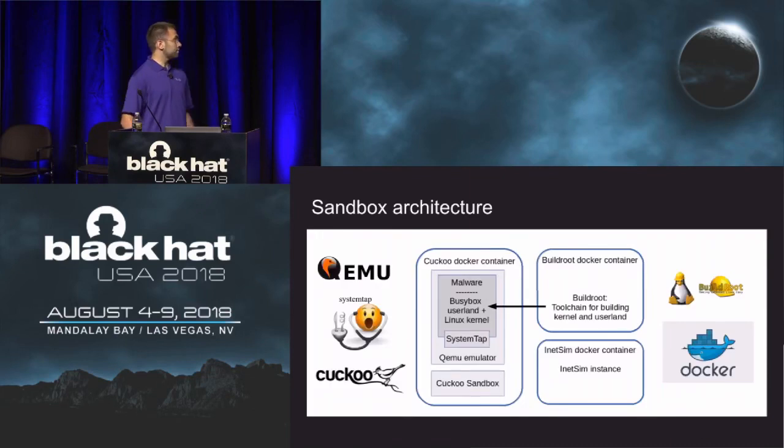So our architecture is based on Cuckoo mainly. It is wrapped in Docker for ease of deployment. And the huge contribution that we bring is the build-root environment, where build-root is a package-less Linux distribution. So this container will build the system image that is afterwards used inside the QEMU emulator. The QEMU emulator can emulate all the different CPU architectures on x86. And we instrument the image that has been built with systemtap, so that we know what's going on inside when we execute.